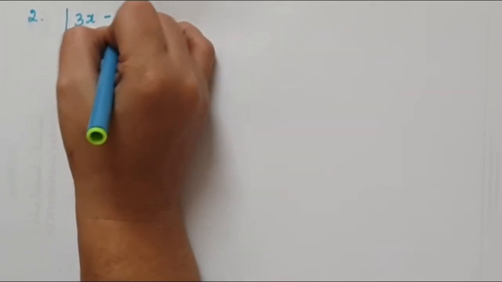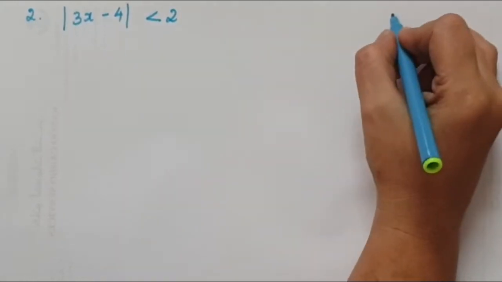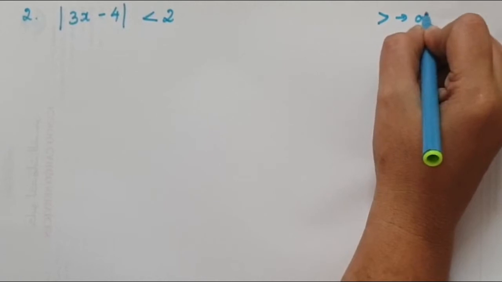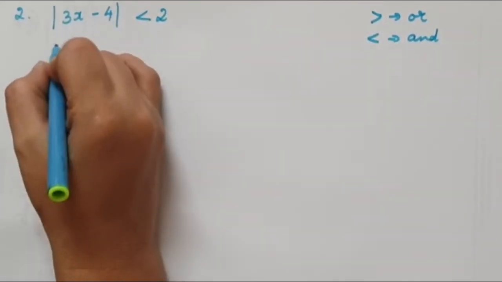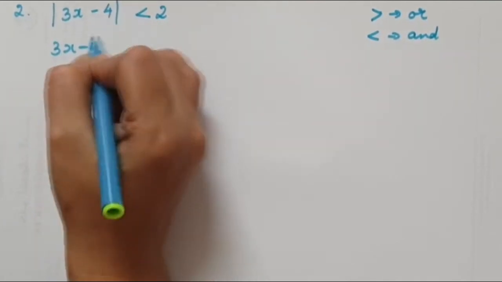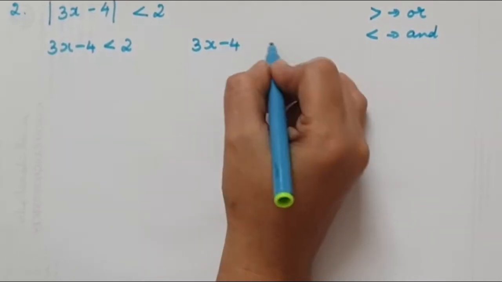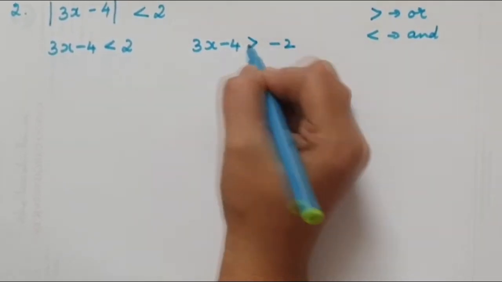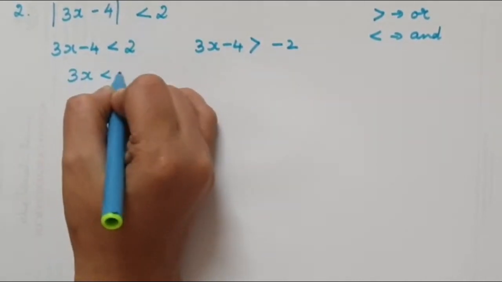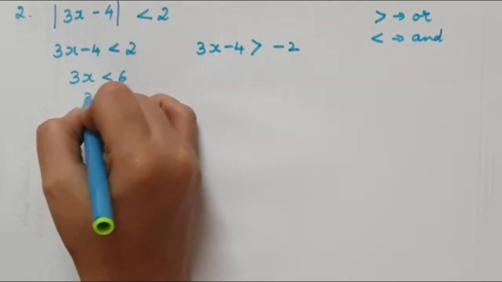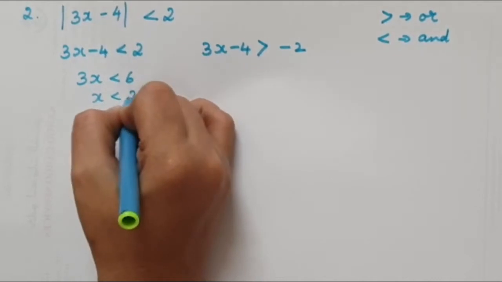Modulus of 3x minus 4 is less than 2. That is, as I told you earlier, greater is or and less is and. So now 3x minus 4 is less than 2. 3x minus 4, when we write a negative sign, we reverse the inequality and write. Now when we simplify it, 3x is less than 6. x is less than 2.